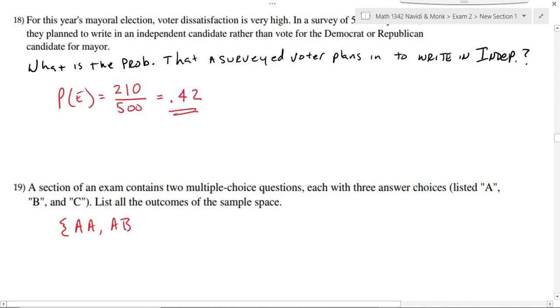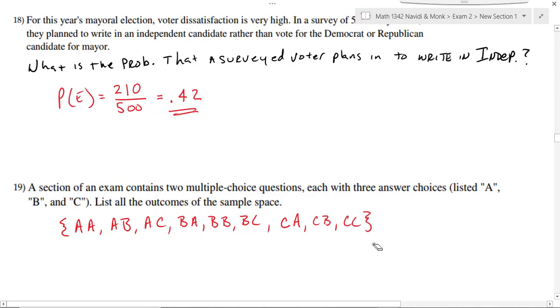A, B, A, C. And those are the 3 different ways that I can answer the first question A and then the second question. Or I could answer the first question with a B and the second one with a B: B, B, B, C. Or I could answer the first question with a C and then the second one would be A, B, or C.